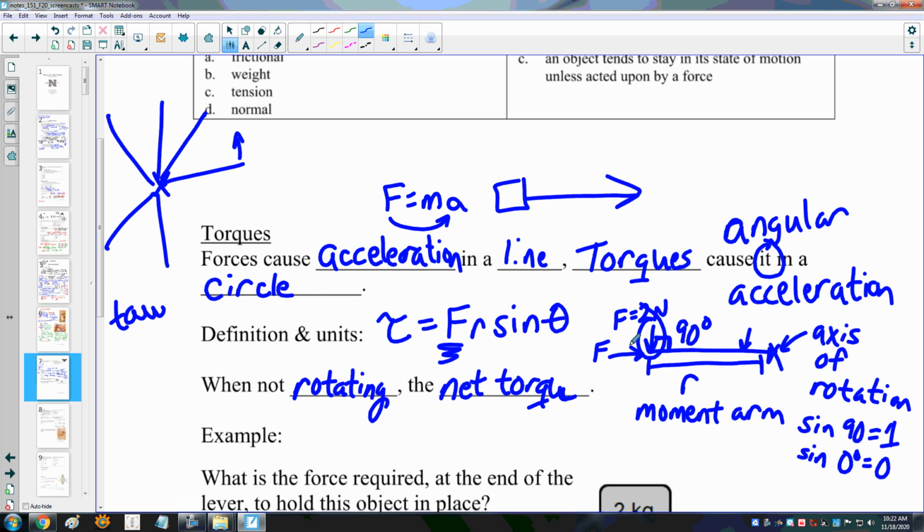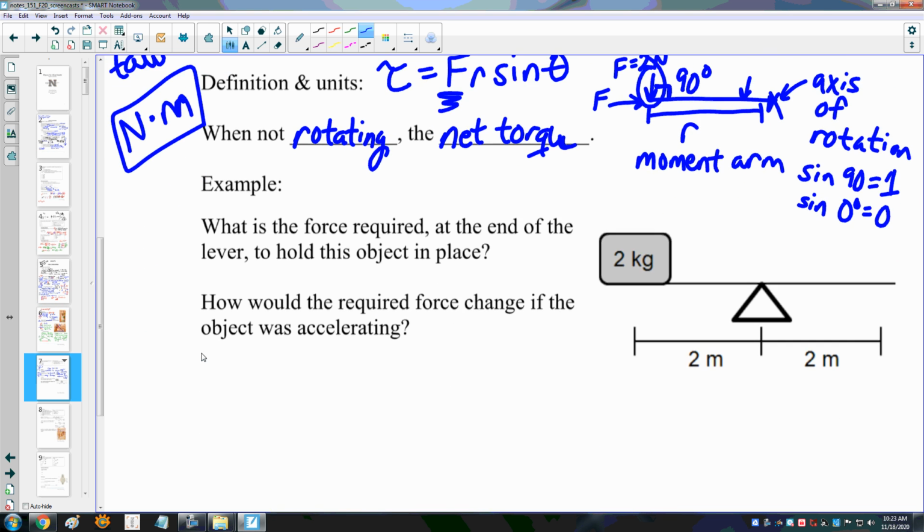The units for torque, because it's F times R, is going to be N times m, or newton meters. So let's look at this. If I know that an object is not rotating, the net torque is equal to 0, and I know that here, this object is being held in place. I have an axis of rotation right here. I want to know what is the torque required, or what is the force required at the end of this lever. This is a class 1 lever. We'll see those in just a minute. What is the torque required in order to make this thing balance?